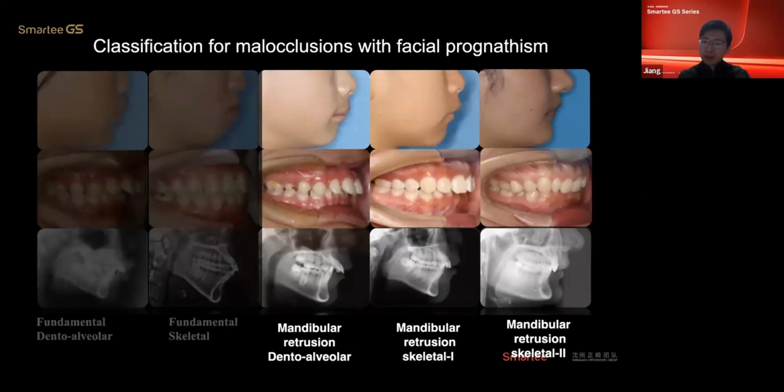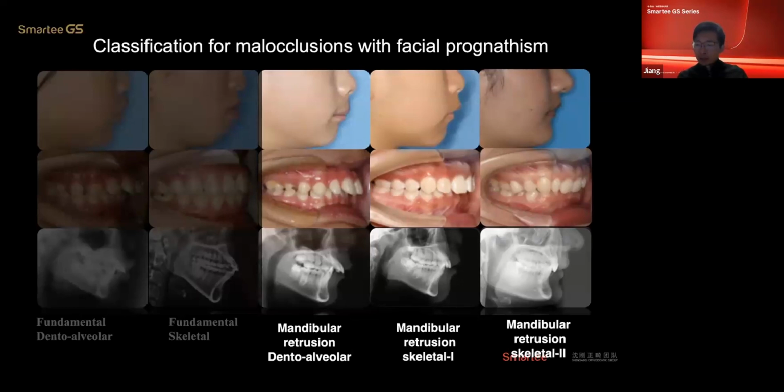And we want to emphasize the last 3 categories, which are called mandibular retrusion categories. They have similarities. In intraoral photos, we can see they all have deep overbite, deep overjet, and deep curve of Spee. And the shape of the mandible is favorable. We call it flat and rectangular, compared to fundamental skeletal, which is a triangle shape of the mandible. So the morphology of the mandible in these 3 categories is favorable.